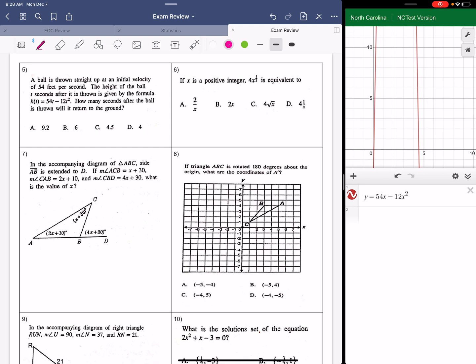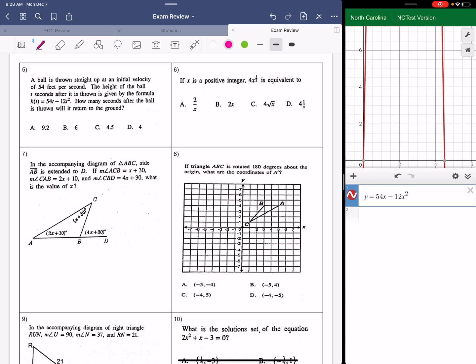All right, so we are looking for, so this point here would be the initial point, and then this one here would be when it hit the ground at 4.5 seconds. So just a note, you're looking for the positive x-intercept there.